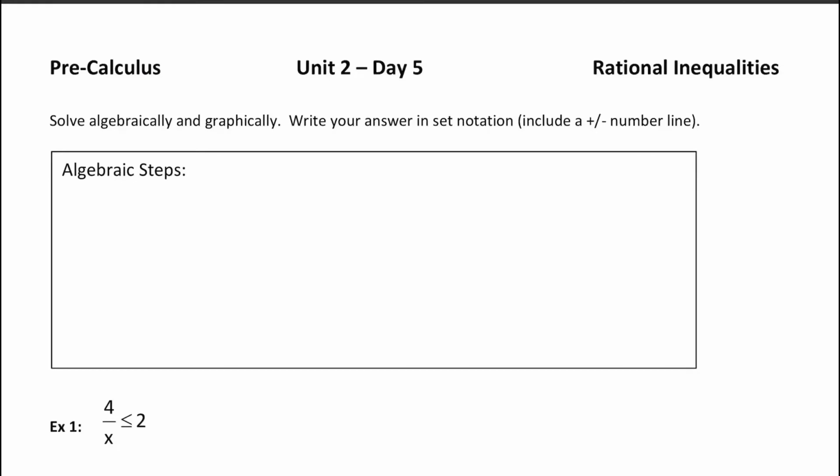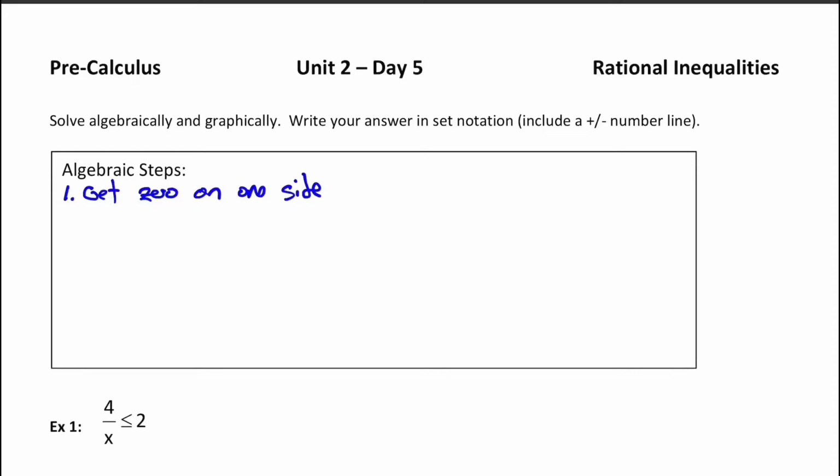First thing I'm going to do is go through the algebraic steps. There's a few of them. Normally I'm not a huge fan of memorizing steps, but these are pretty critical to solving these rational inequalities. First thing you're going to do is get 0 on one side.